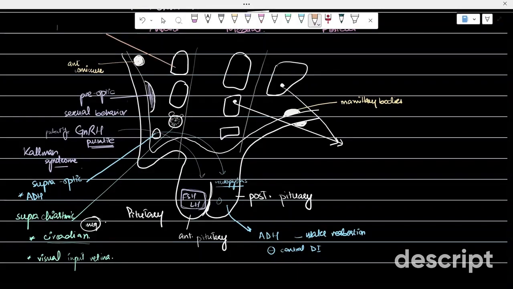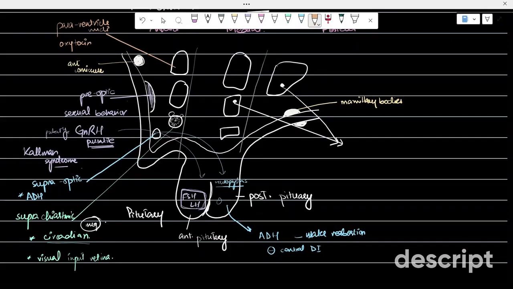Now we have done supraoptic, suprachiasmatic, preoptic. We will move on to paraventricular nuclei, which is responsible mainly for release of oxytocin. Oxytocin is released in the same way as ADH is. It is transferred to posterior pituitary via neurophysins and then stored over there and released when needed. So this was all for the anterior part of the hypothalamus.